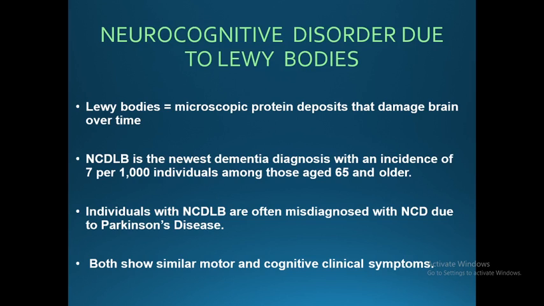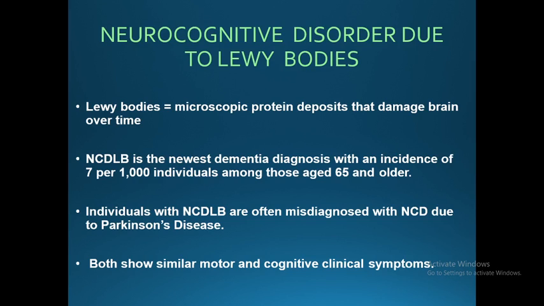Then we have another disease to discuss, that is neurocognitive disorder due to Lewy bodies. What are the Lewy bodies? Lewy bodies, you can say, are microscopic protein deposits that damage the brain over time. Now, these protein deposits are microscopic. We cannot see them with the naked eye, and they deposit and damage the brain over time. This kind of condition we call neurocognitive disorder due to Lewy bodies, right?